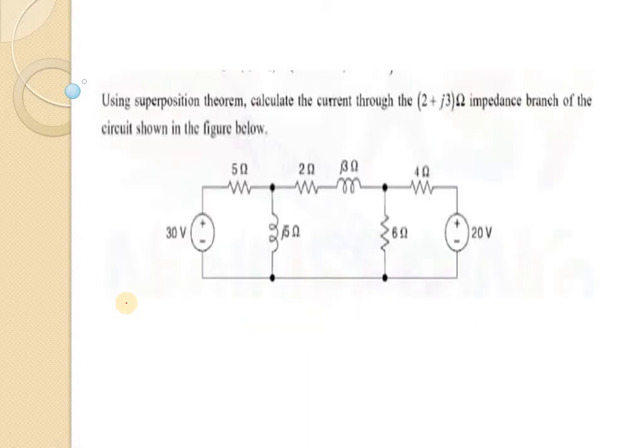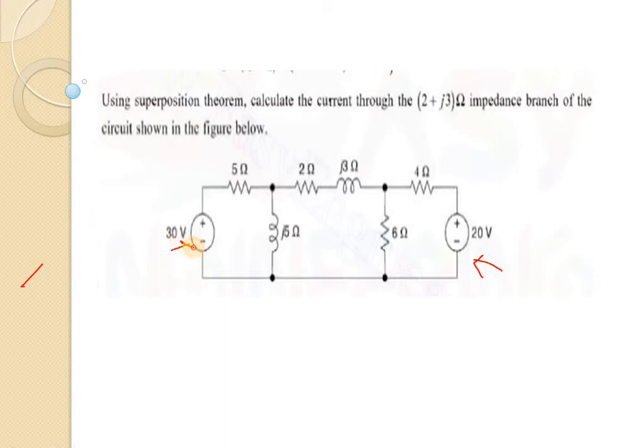So let us consider this example. Using the superposition theorem, calculate the current through the 2 plus J3 ohm impedance branch of the circuit shown in the figure below. Here we have two sources, both voltage sources. One is a 30 volt source and another is a 20 volt source. And we know that the internal resistance of a voltage source is nearly 0.